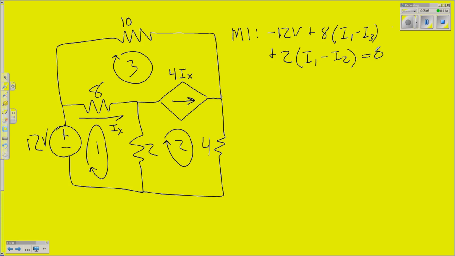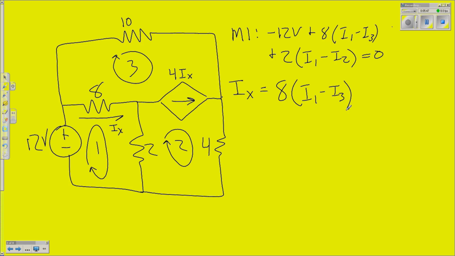Now for meshes 2 and 3. That's going to be trouble, because they're both on that branch with the dependent current source. So we can't actually describe either of those using this method. So last time what we did is we looked at where Ix was and we used that. Well, let's do that again. We've got Ix. It's going to be the current across that 8 ohm resistor. Oh, and we've actually got that in mesh 1. So Ix is just equal to 8 times I1 minus I3. Okay, so that's 2 equations.